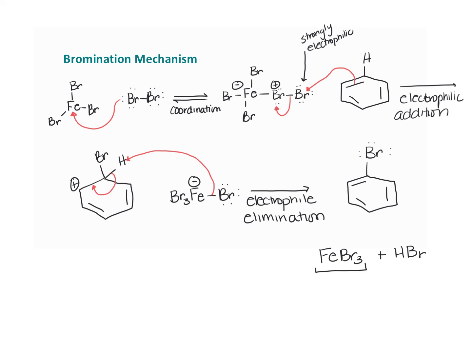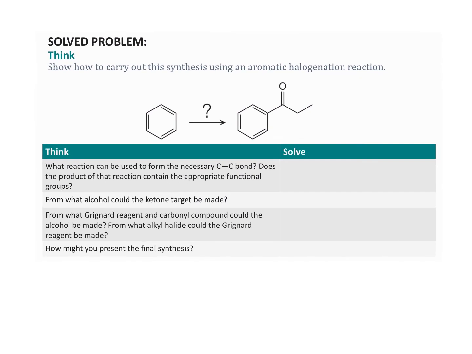So, on that note, let's talk about synthesis. Show how to carry out this synthesis using an aromatic halogenation reaction. When we look at the synthesis, you need to think what reaction can be used to form the necessary carbon-carbon bond. Now, that's the first question that he gives you. But I like to step back and say, all right, look, what are we adding here? We have a benzene ring and we need to add this little bit right here on. So we have 6 carbons, and now over here we've got 1, 2, 3 more. So we need to add 3 carbons on.